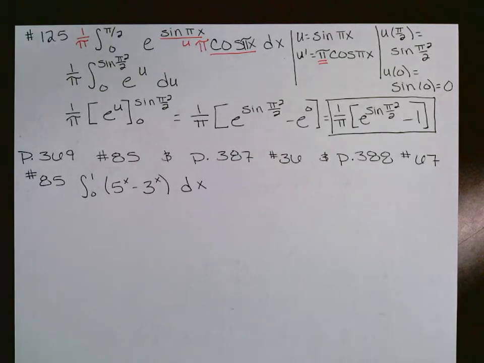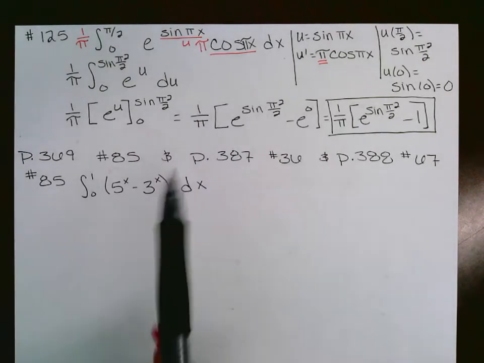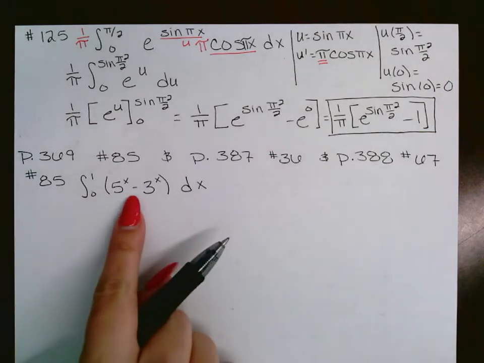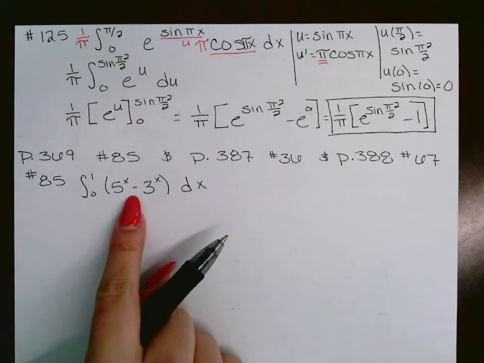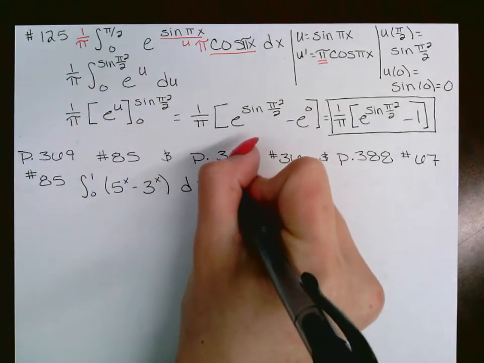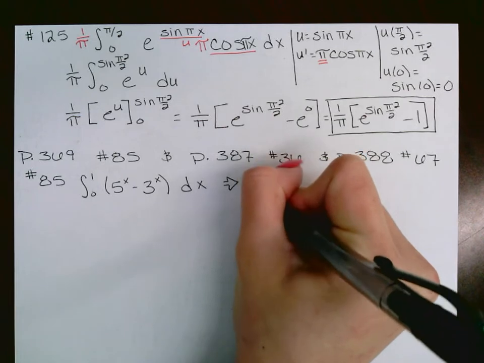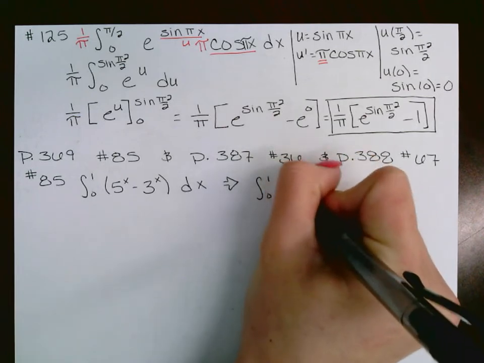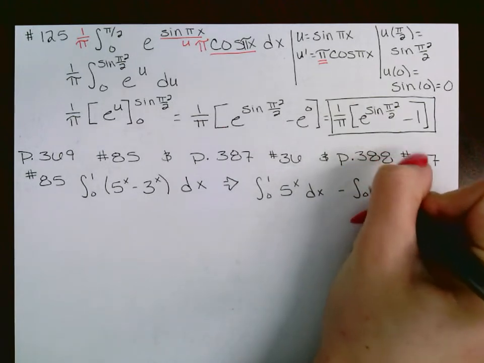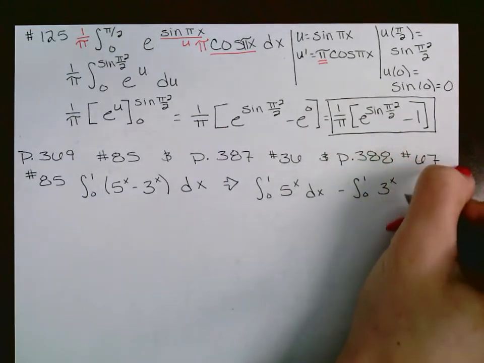All right, so these next 3 questions I'm going to show you, I labeled them all together because they are very similar. The first one I'm going to do is on page 369, and it is number 85. Okay? Remember that when I have 2 functions separated by subtraction or addition, then I can separate them into 2 integrals. Okay? So you are free to change this to the integral from 0 to 1 of 5 to the x dx minus the integral from 0 to 1 of 3 raised to x dx.